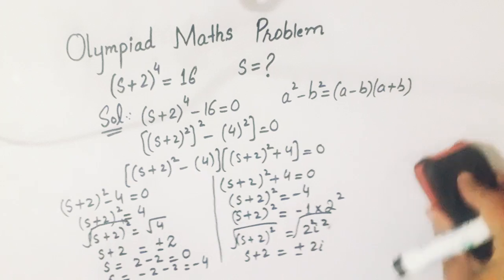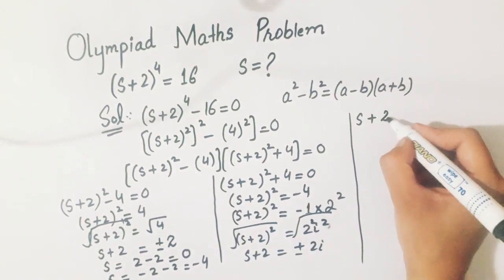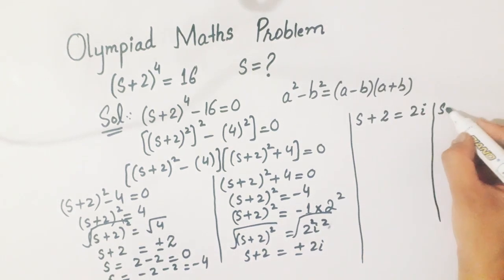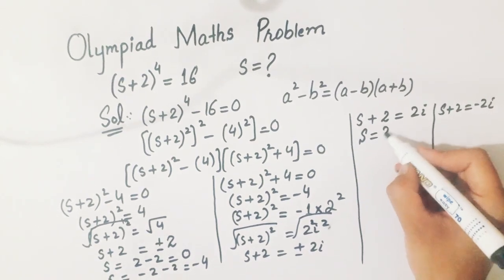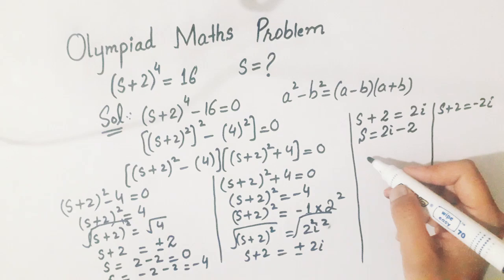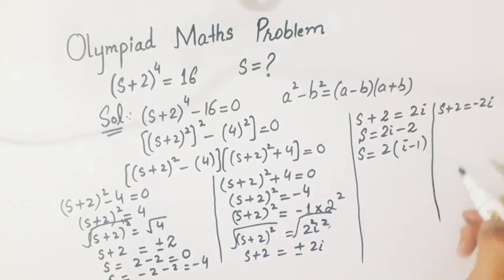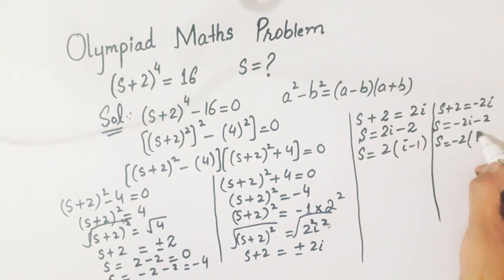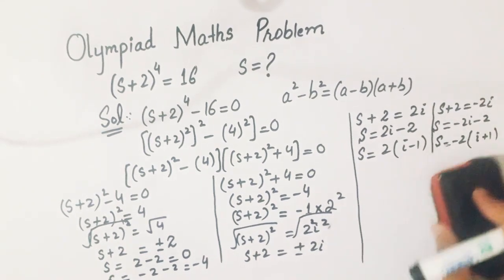So there are two possibilities. First is s plus 2 equals 2 iota and the other one is s plus 2 equals minus 2 iota. S equals 2 iota minus 2, then s equals 2 taken as common, iota minus 1. For this we have s equals minus 2 iota minus 2, s equals minus 2 taken as common, so iota plus 1.